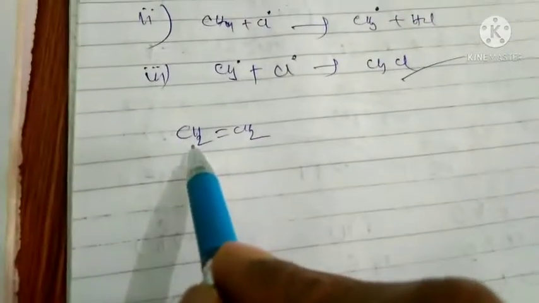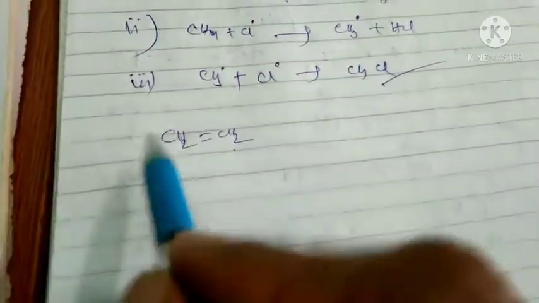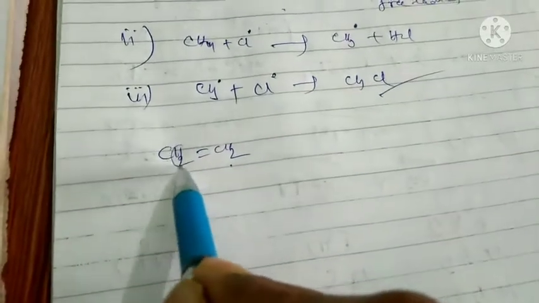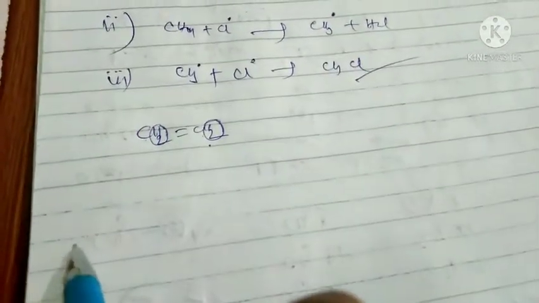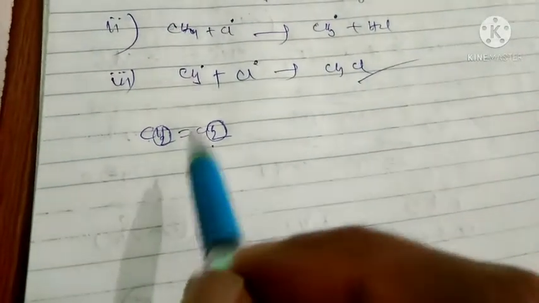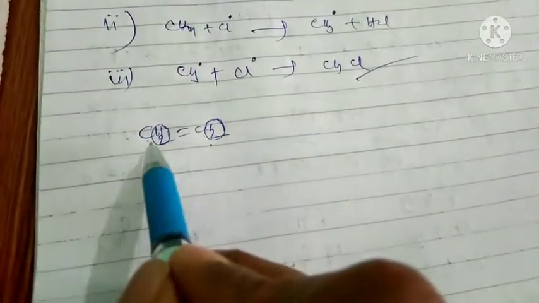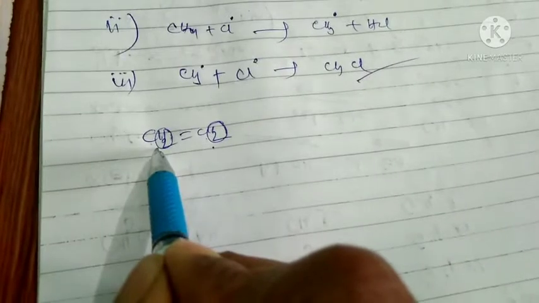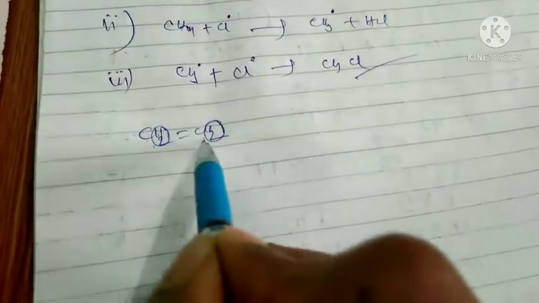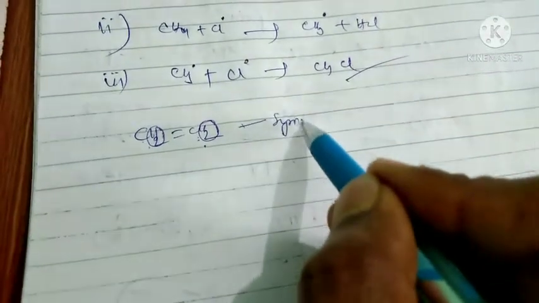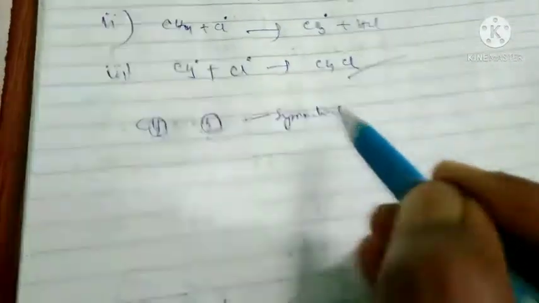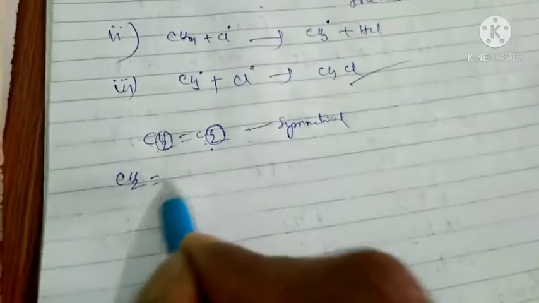CH2 double bond CH2. If you observe this compound carefully, this carbon contains 2 hydrogens. This carbon also contains 2 hydrogens. That means whatever groups are present on this carbon, those same groups are present on this carbon. So that type of compound is called symmetrical. If you take another example, CH2 double bond CH3.